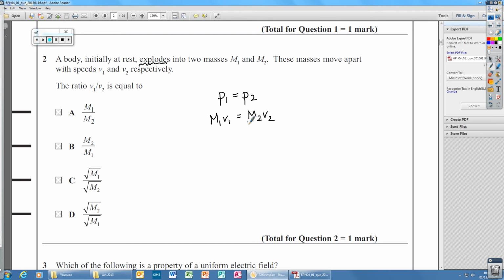And what we're after is the correct ratio of masses when the ratio of velocities is like that. So clearly, just simply rearranging the equation will lead you to this. So in this case, B will be the right answer. Moving on.